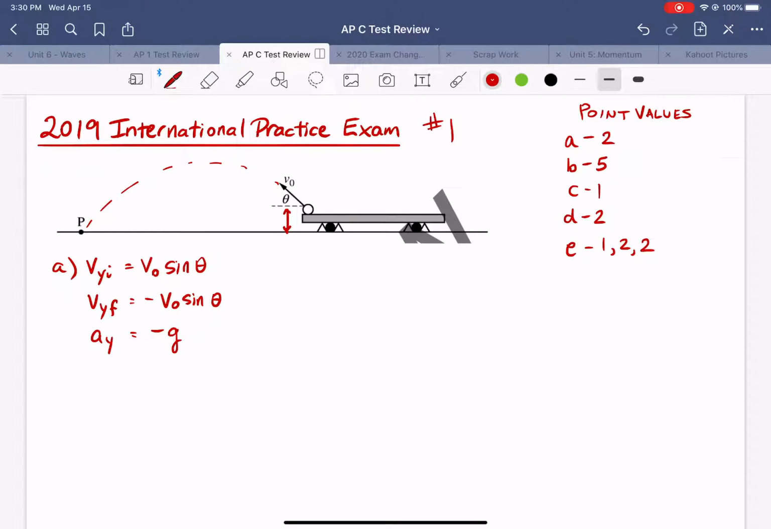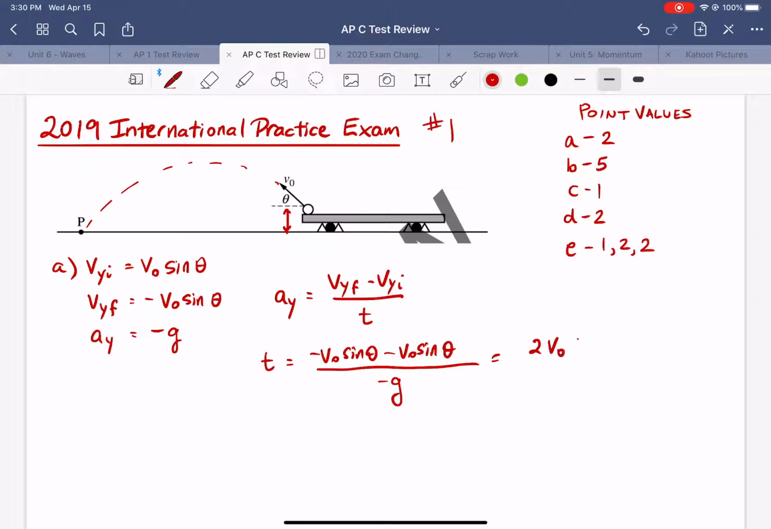So we can make this a kinematics problem. By definition, the acceleration is equal to the change in velocity divided by time. So if we rearrange this, time is going to be Vy final minus Vy initial divided by the acceleration, or we get 2 v0 sine theta divided by g.